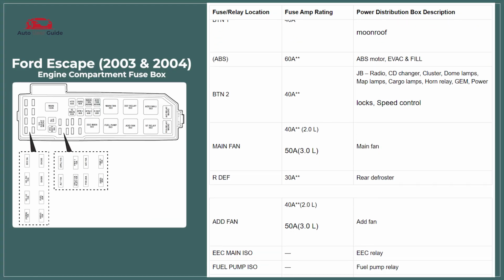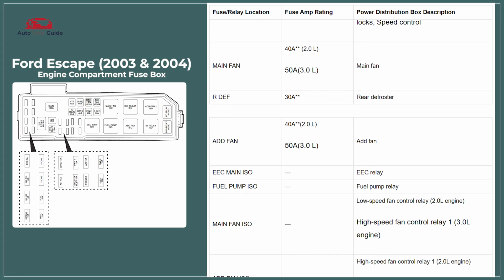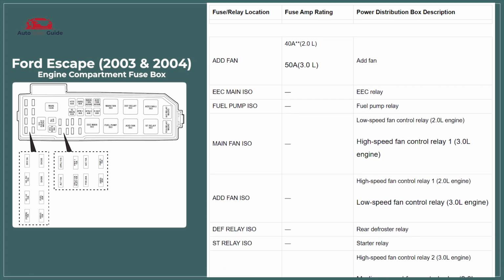This fuse box ensures reliable operation of critical vehicle functions. Each fuse is tailored to the electrical load of its component.